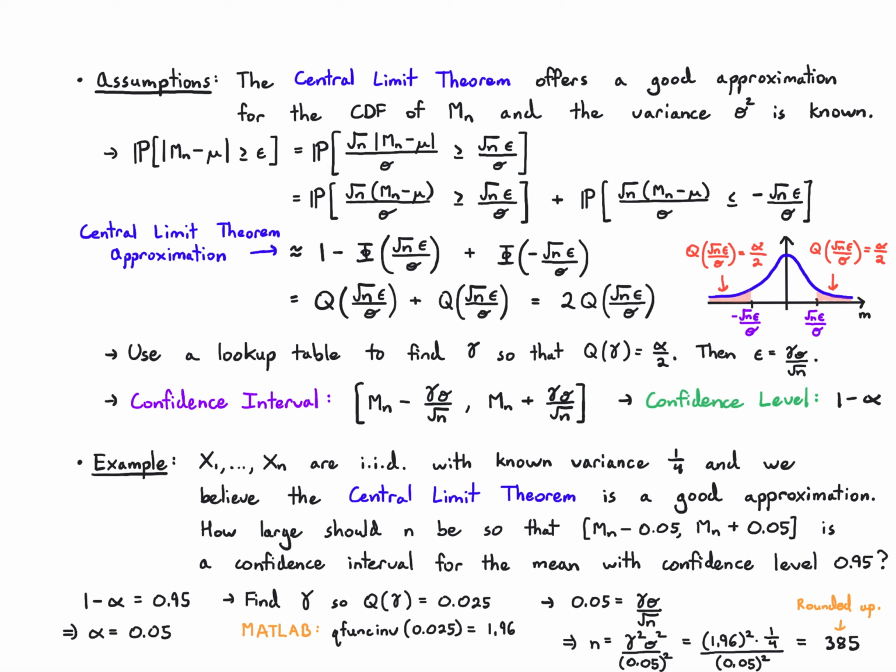This is actually a better thing to have, because before, in order to get this confidence interval with confidence level 0.95, I needed 2,000 samples. Now I've added in the central limit theorem assumption, and I got it down to 385, which is more reasonable.